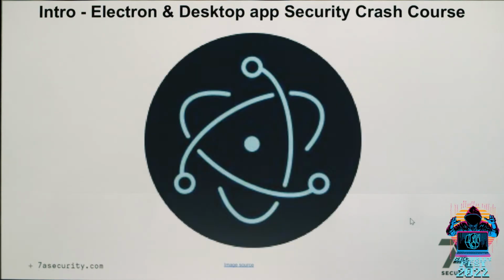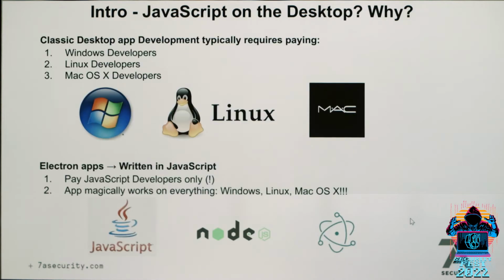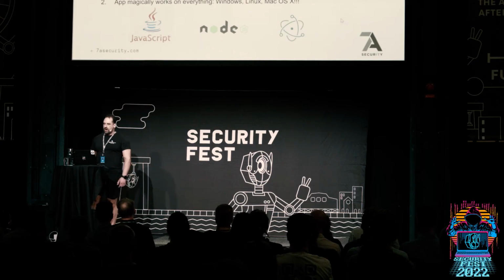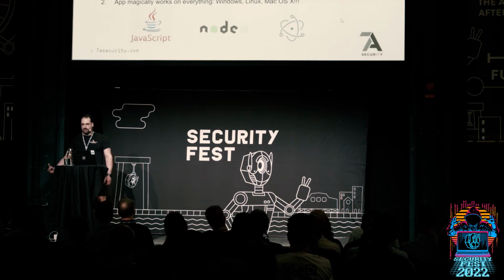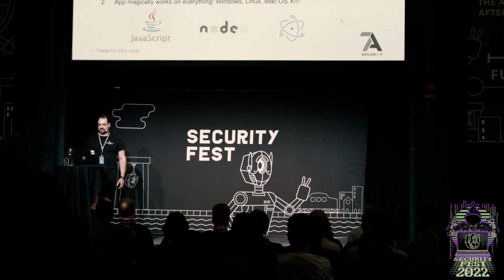So, okay, with that out of the way, let's pretend you have no idea about Electron security. Where do you start, right? First of all, why are people doing this? A lot of security people are probably wondering, why risk it, right? Run JavaScript on the desktop if there are so many problems with XSS and so on, right?